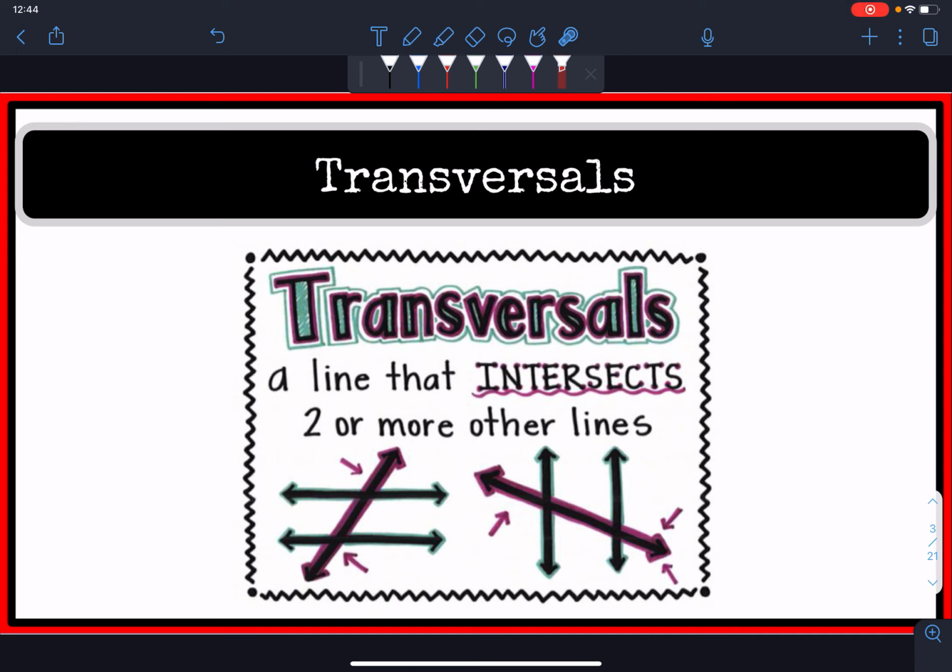Now a transversal is simply a line that intersects two or more other lines, and it doesn't necessarily have to be a set of parallel lines. They don't have to be parallel. These other two lines could be something else. They could also be intersecting themselves. But for this lesson, we're going to focus on when they are in fact parallel.